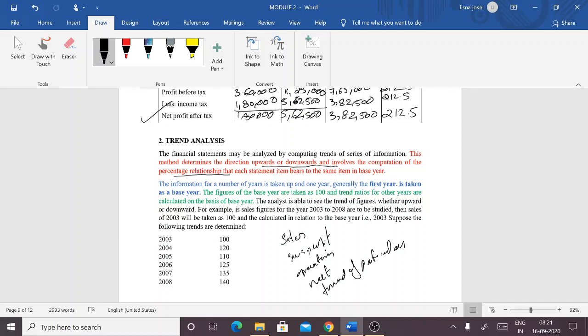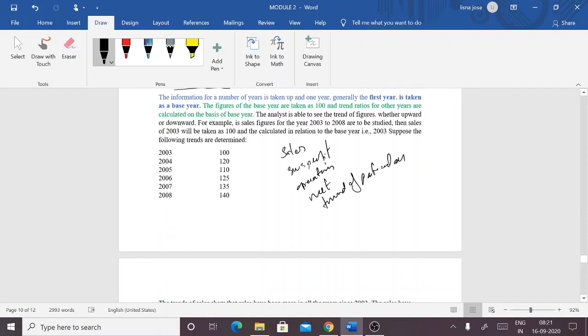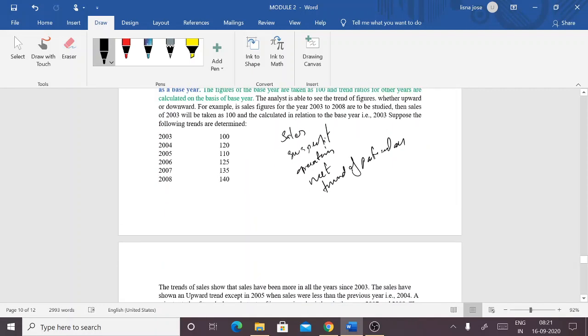The only thing we need to remember here is that we need to take one year as the base year. Here is one example. Suppose you are going to study the sales trend from 2003 to 2008, what trend is showing in the sales position of a company. We have identified the sales of the company during 2003, 4, 5, 6, 7 and 8, and we are calculating the trend.